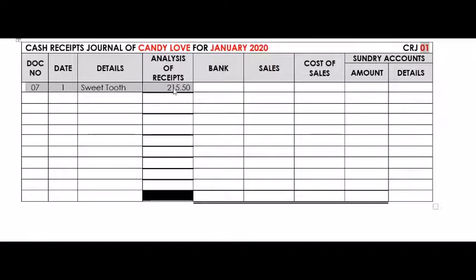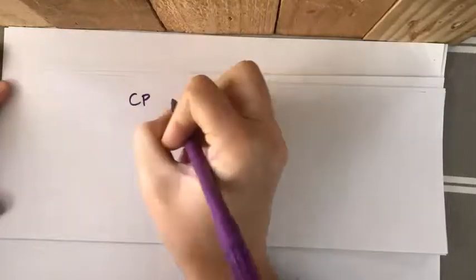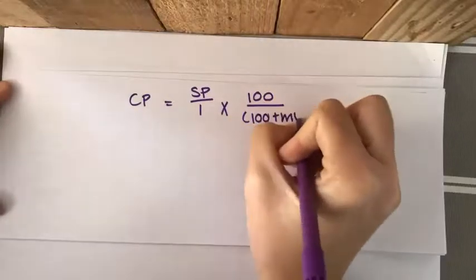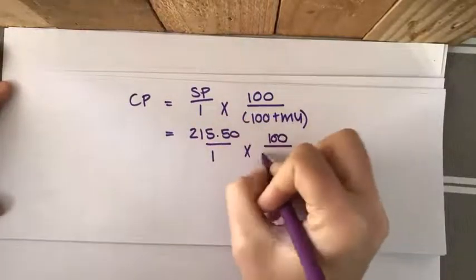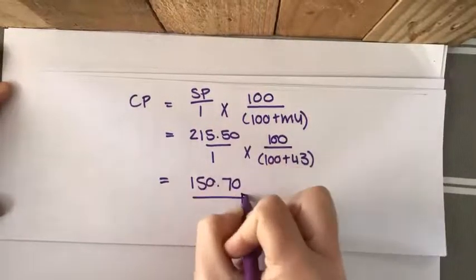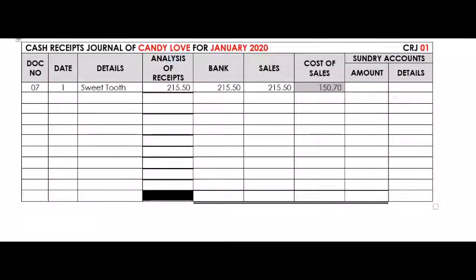We received 215 Rand 50 cents. It's the only transaction for the day, so put it in your bank immediately. And it was for a sale, so write it in the sales column. And then you calculate your cost of sales doing this. And write your answer in the cost of sales column.